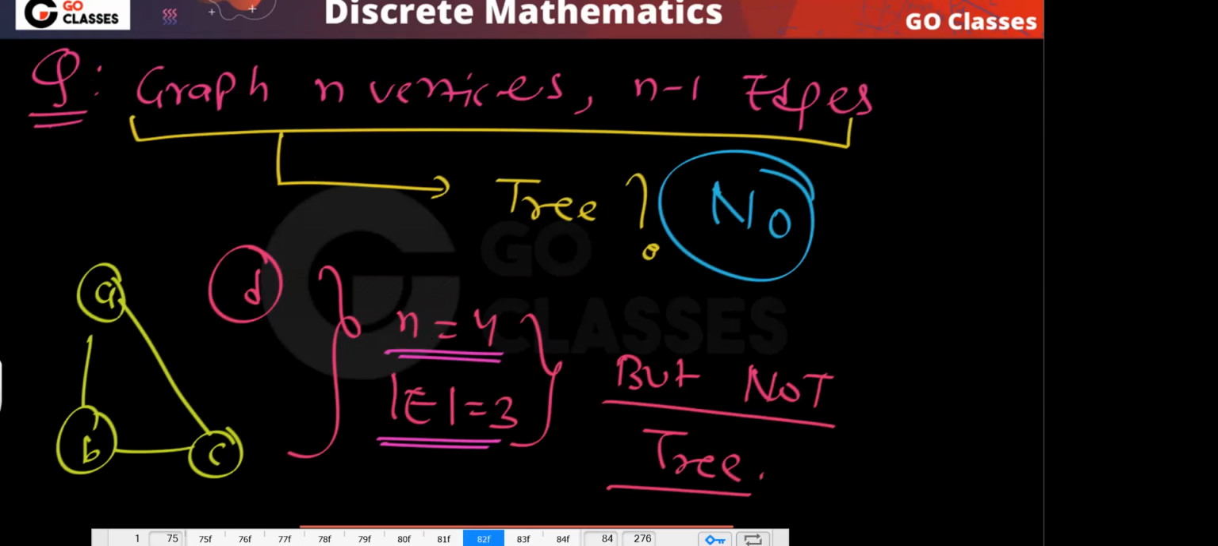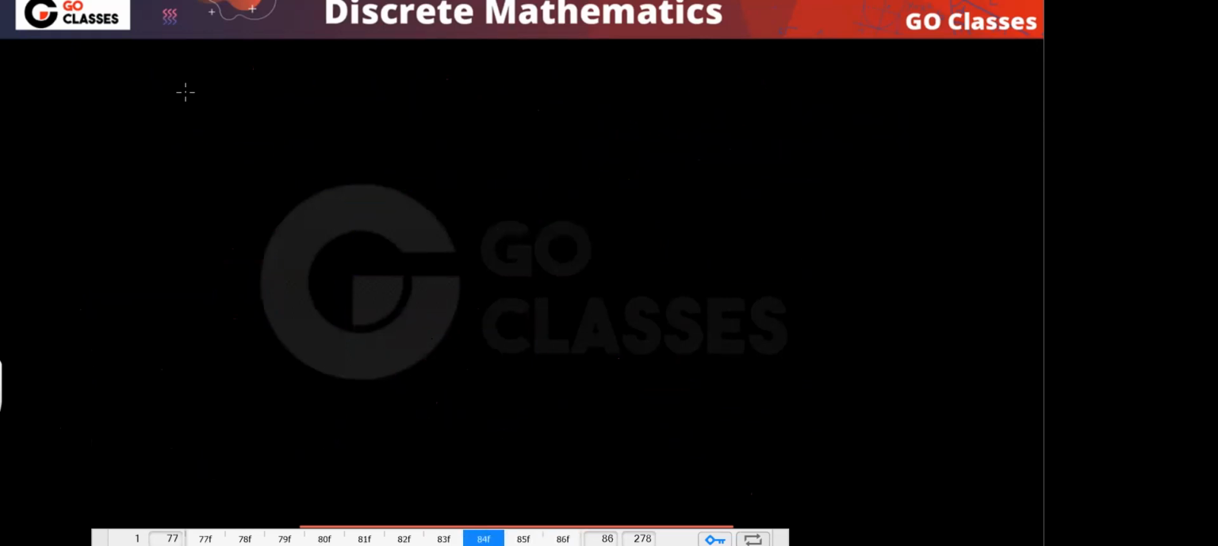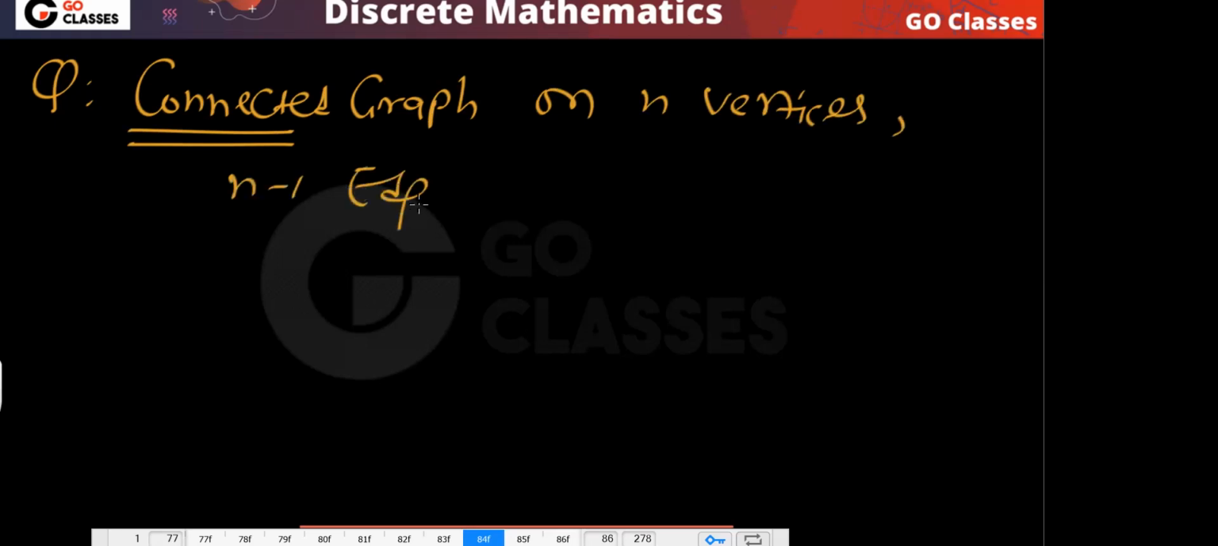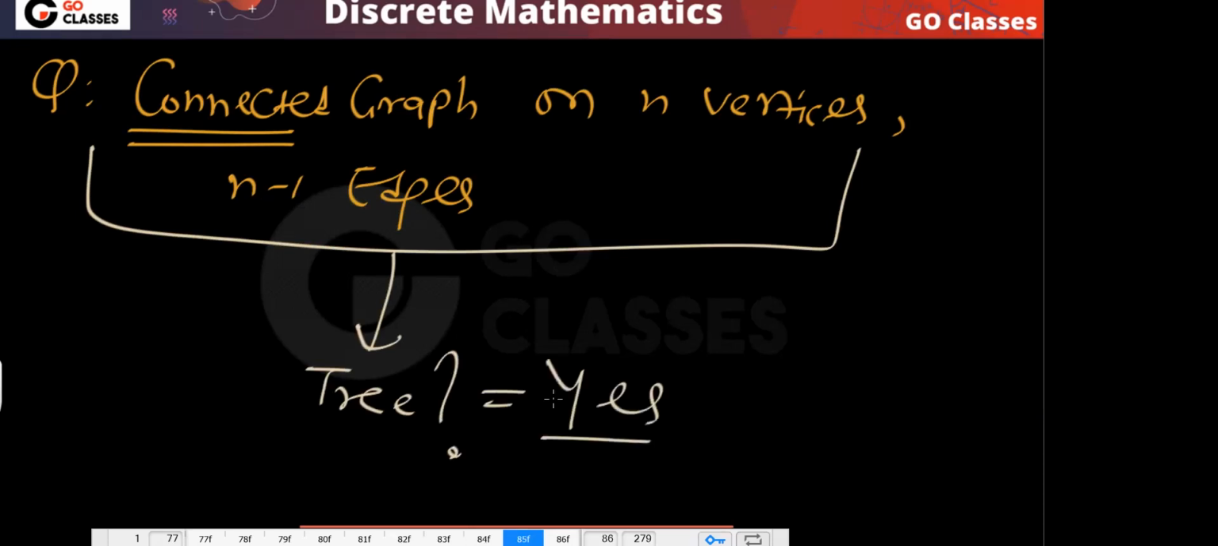Now let's see one interesting thing. Tell me one thing. This is my question now. You have a connected graph on n vertices with n minus 1 edges. Does it imply a tree? Tell me. The answer is yes.